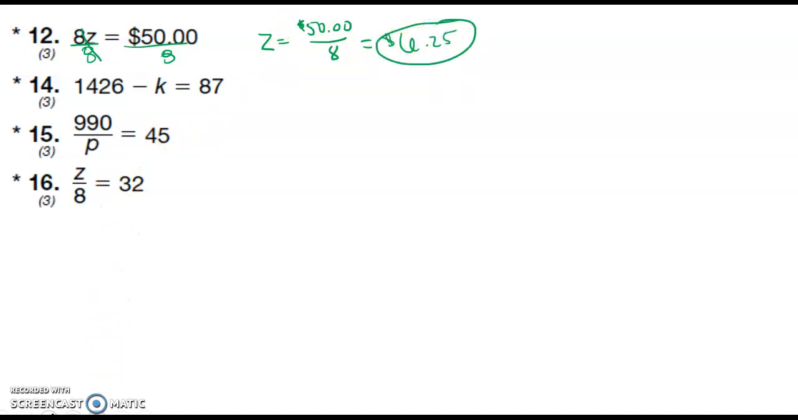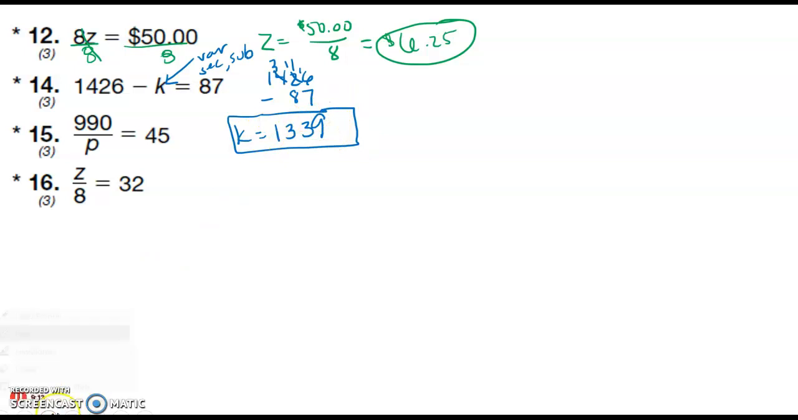Okay. And I'm going to change colors here. So 1426 minus k is equal to 87. You see we have our variable in the second place, which means we're going to subtract. Just kind of a rule that you need to have. If you want to put that in the back of your binder, you're welcome to do so. And I get k is equal to this.